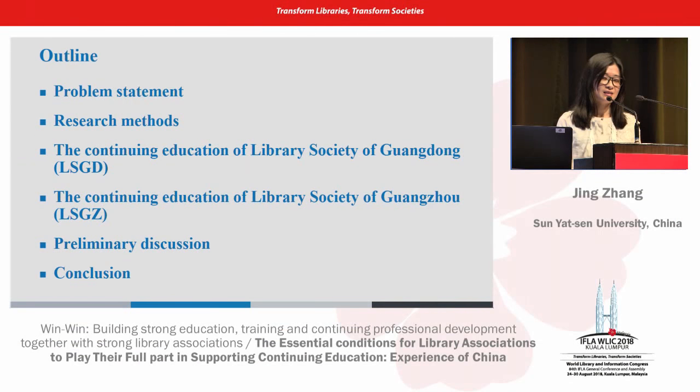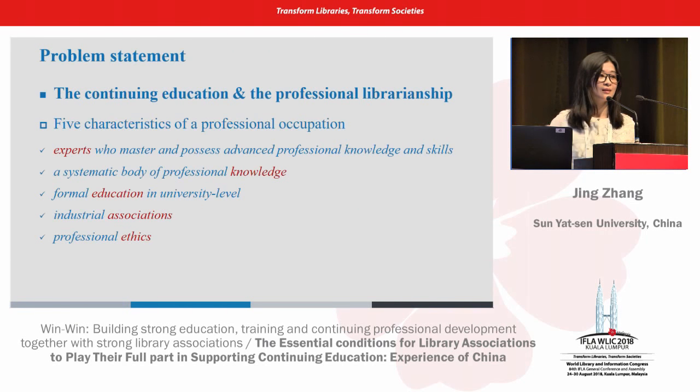My presentation today consists of 6 parts. First part, problem statement. There are 5 characteristics of a professional occupation. First, experts who master and possess advanced professional knowledge and skills. Second, a systematic body of professional knowledge. Third, formal education at university level. Fourth, industrial associations. And fifth, professional ethics.